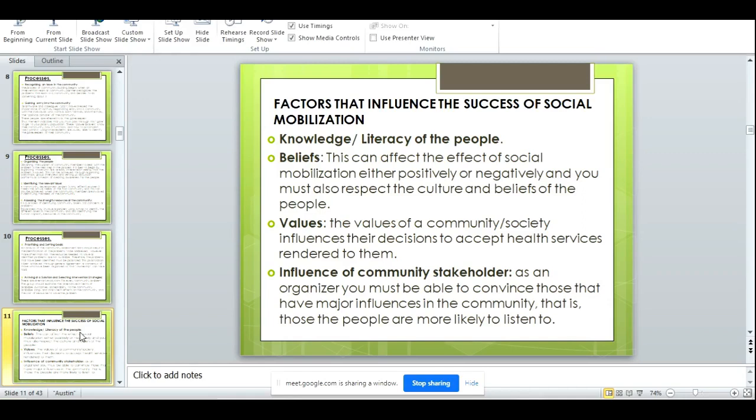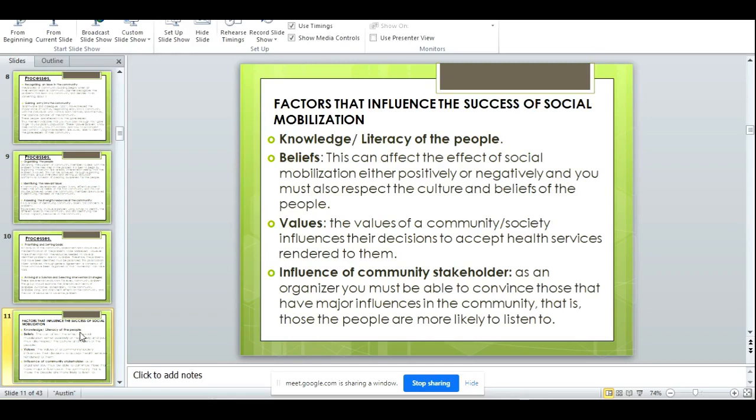But if most of the people are illiterate, you have to do a lot of explaining, a lot of convincing, it makes your work harder. But if the people are knowledgeable and literate about whatever you're trying to do, it makes it easy to mobilize them. Next is belief. This can affect the effect of social mobilization either positively or negatively.